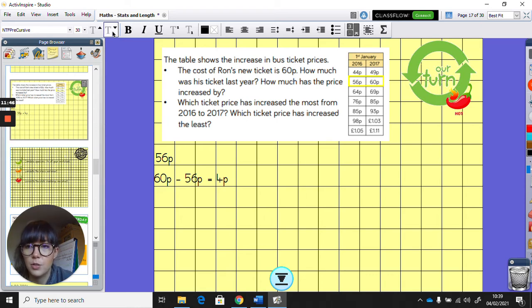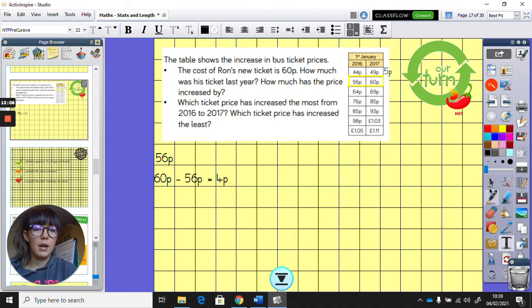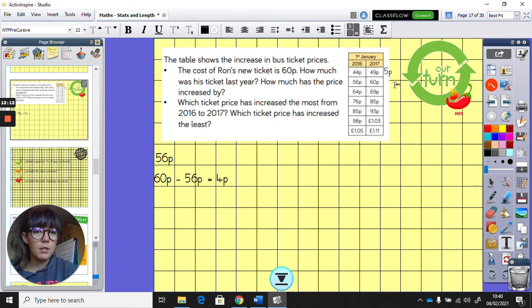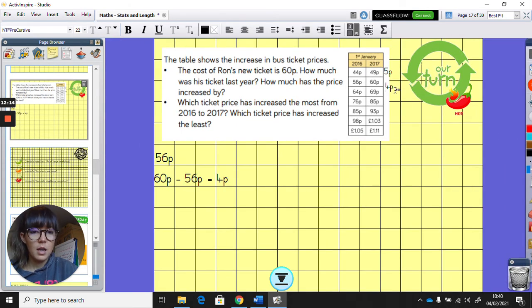Right, so to work this out, I'm going to go through the table and write down what the difference is for each, okay? The difference between 44 and 49 is 5p. I know that because I started on 44 and then counted up until I got to 49. We've already done this one, that one is 4p, isn't it? 64p and 69p, so 64, 65, 66, 67, 68, 69. We know that's 5p because we know our number bonds.